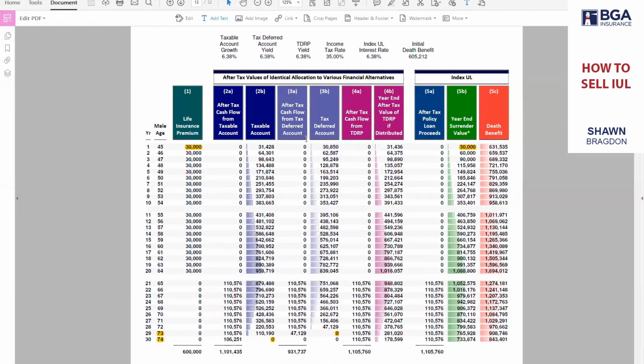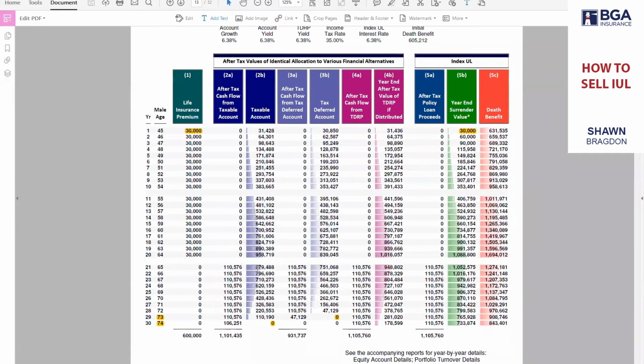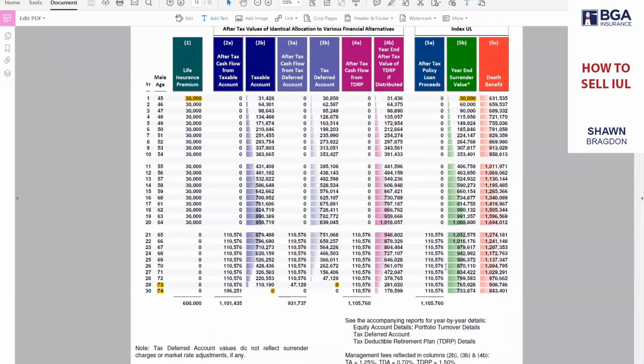So this client decides to start pulling out money at age 65. It's $110,576 out of each one of these retirement accounts. The variable annuity runs out of money first at age 73. The equity fund runs out of money at age 74.